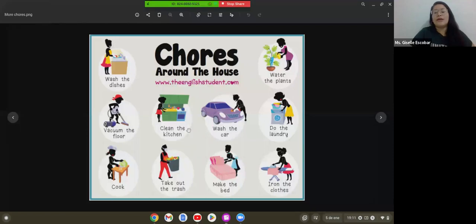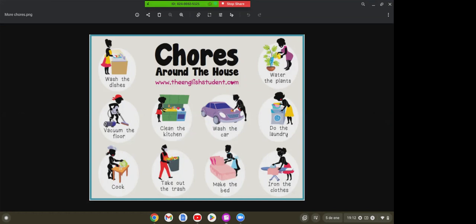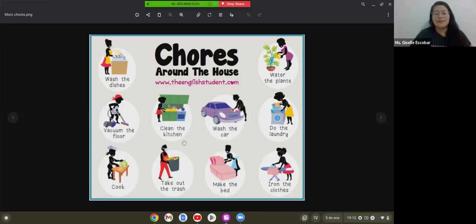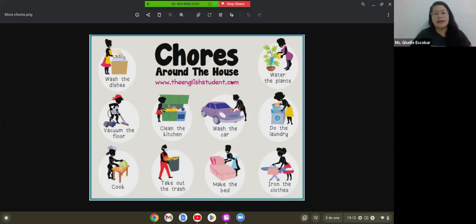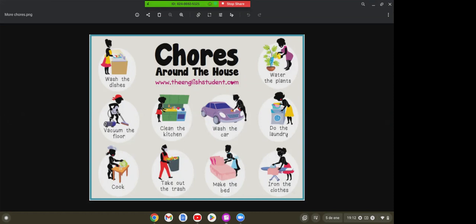So another one that we have is clean the kitchen. Can you repeat? Clean the kitchen, exactly. So what is the meaning of that? Limpiando la cocina. Exactly, limpiar la cocina. So another one is wash the car. Can you repeat? Wash the car. Which means lavar el auto.